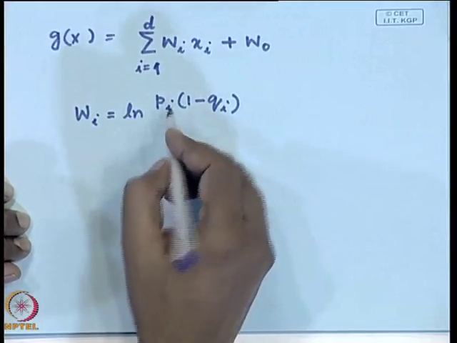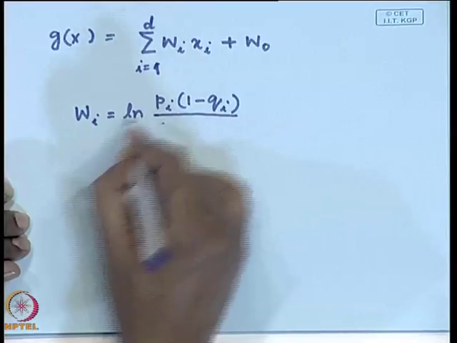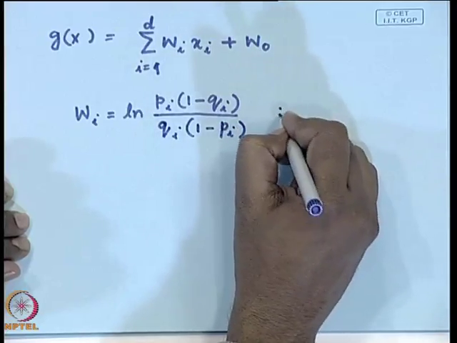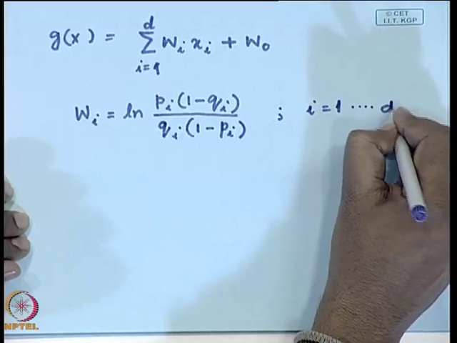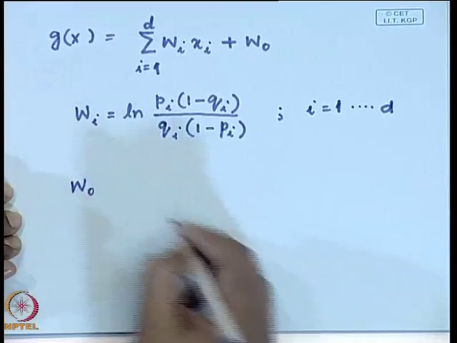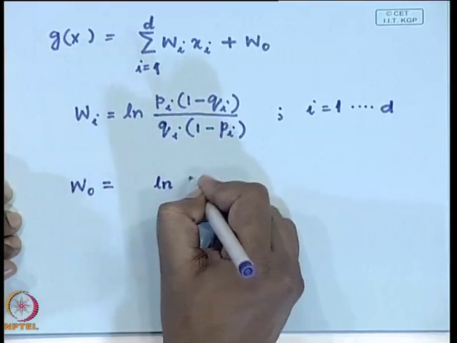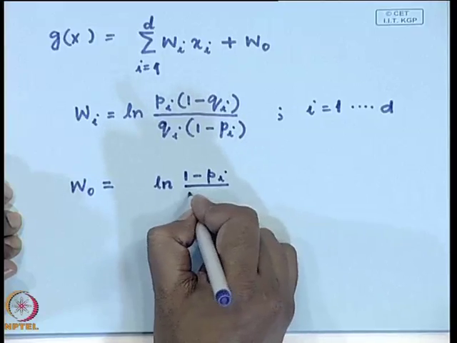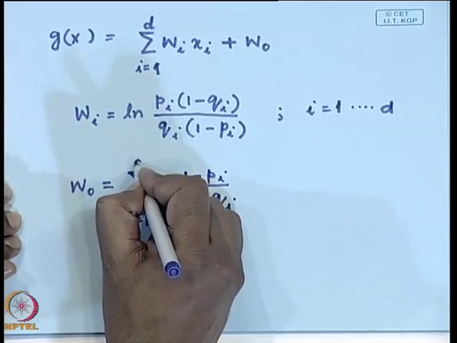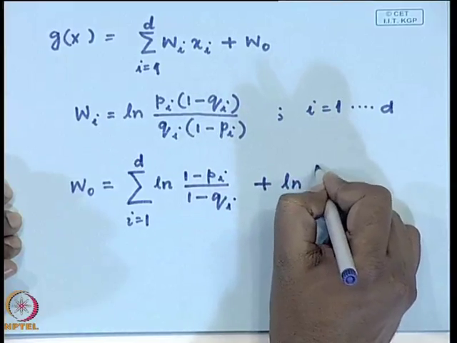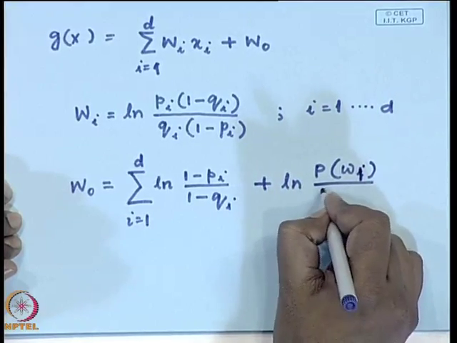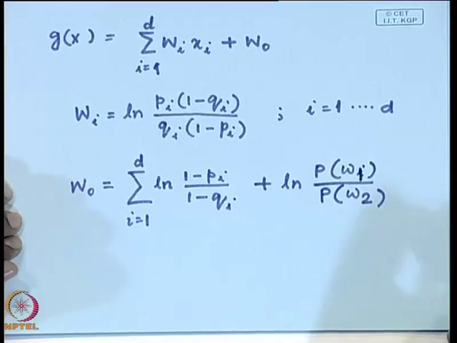So, it simply becomes log of p_i into 1 minus q_i upon q_i into 1 minus p_i, where i varies from 1 to d, because I have d number of components in the weight vector as well, and w_0, that is the threshold, is given by log of 1 minus p_i upon 1 minus q_i, sum of this for i equal to 1 to d plus log of P of omega 1 upon P of omega 2. Is that okay?